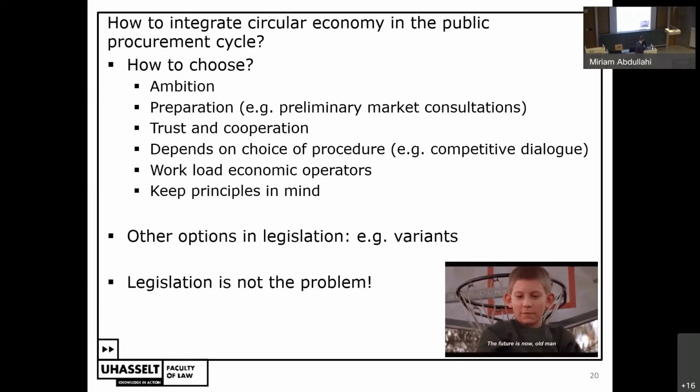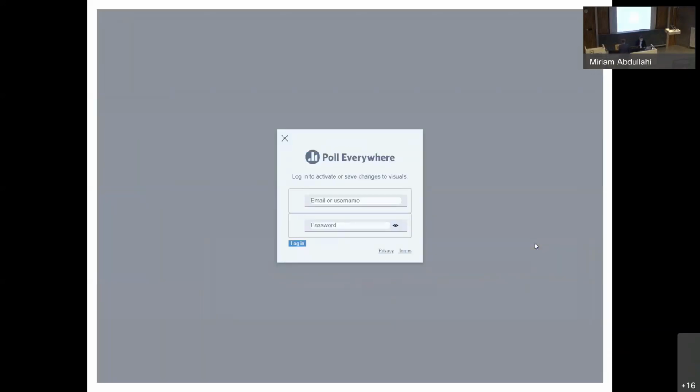Now, we talked about technical specifications, award criteria, selection criteria, contract performance clauses, but of course, the legislation also gives a lot of other options. For example, the use of variants. There are other possibilities, but that's one that is mentioned a lot in literature. And as I said in the beginning, it was a spoiler for the last slide. Legislation is not the problem.